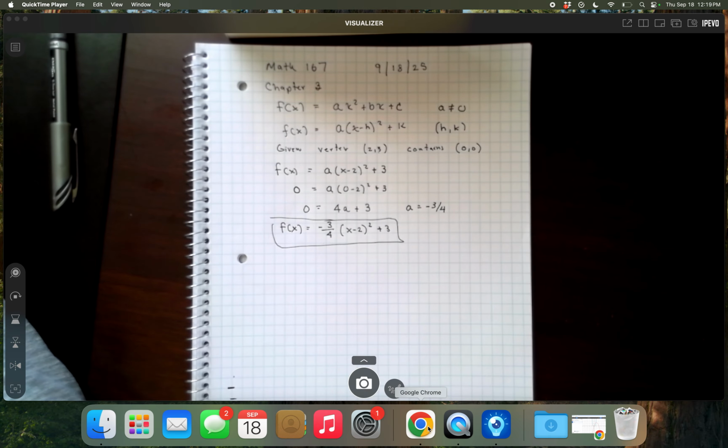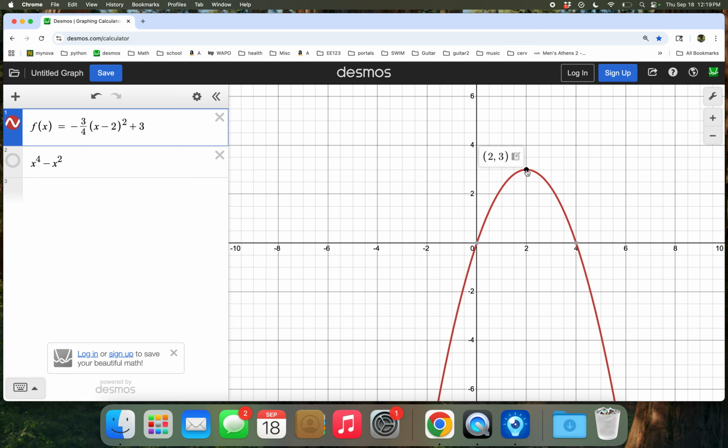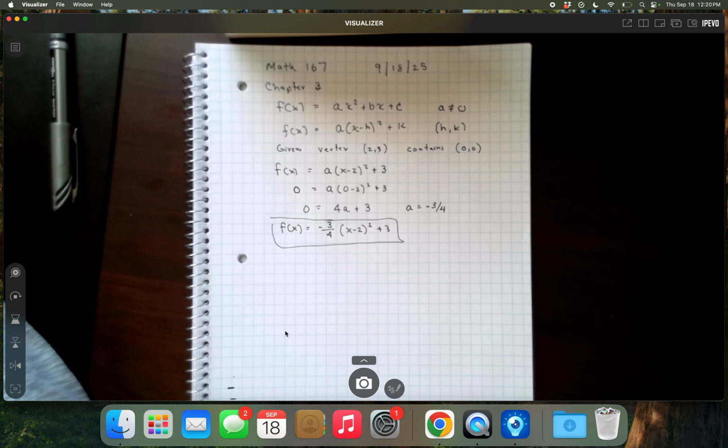So going over here for a moment to Desmos, and hopefully you can see that. Turn this one off. Minus 3/4, there's the quadratic function, and let's see. Yes, the vertex is at 2, 3, and it goes through the origin. All right.